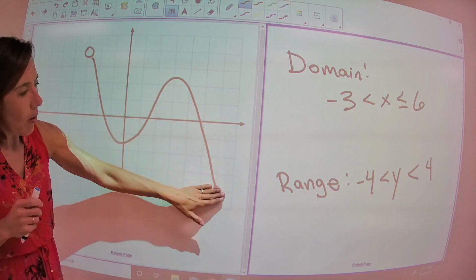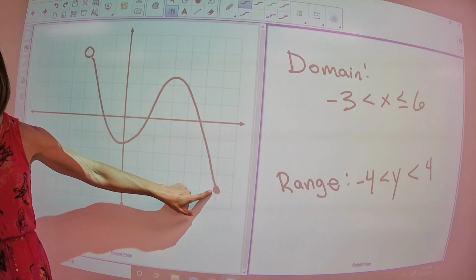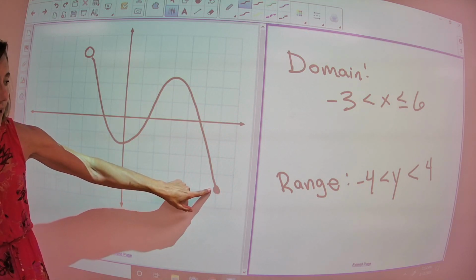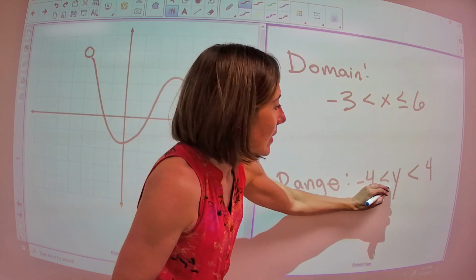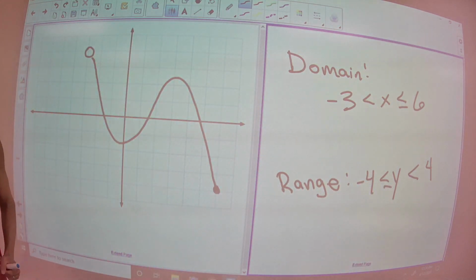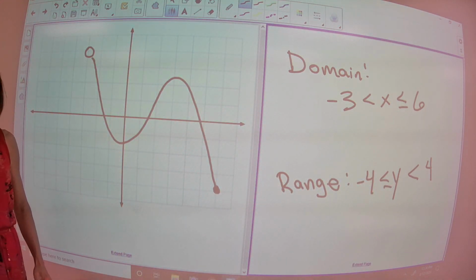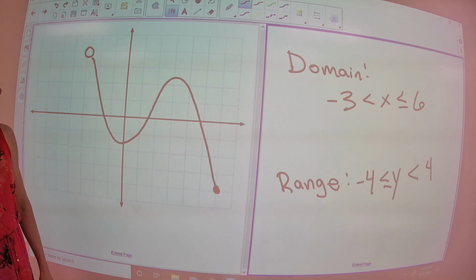But for the lower end of our range, we have a closed circle. It does actually get to that value of -4. So that means I need to put a line under this to say that my y can actually get to -4. So there's our domain and range there.